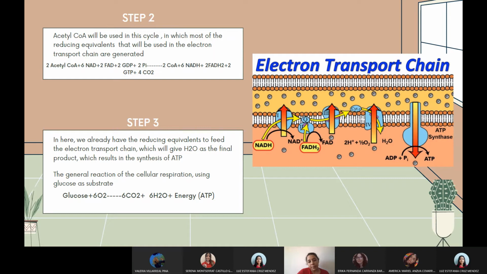And finally, in step 3, we already have the reducing equivalents to feed the electron transport chain, which will give H2O as the final product, which results in the synthesis of ATP. Here again, we have the general reaction of cellular respiration using glucose as substrate.